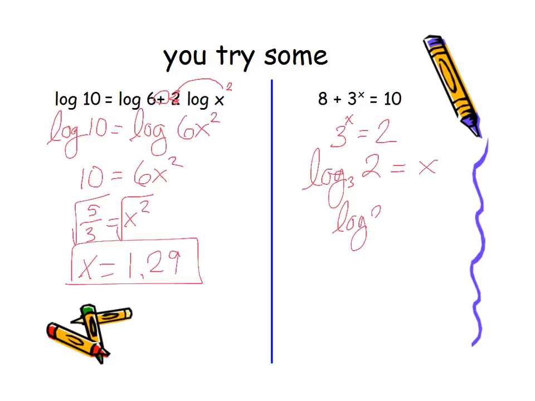Change of base would take log 2 divided by log of your little base. My calculator does not have that handy-dandy feature where it can use any log, so I still do my change of base. I have 0.631.